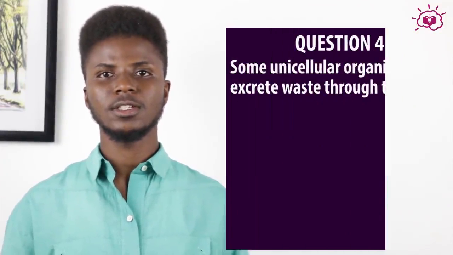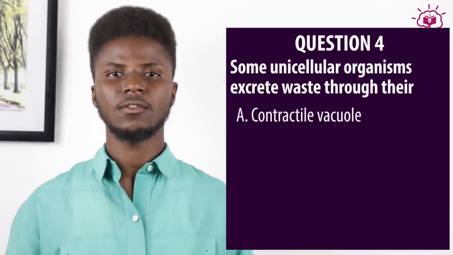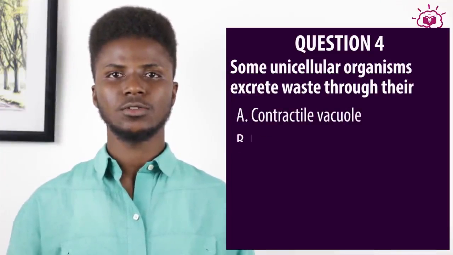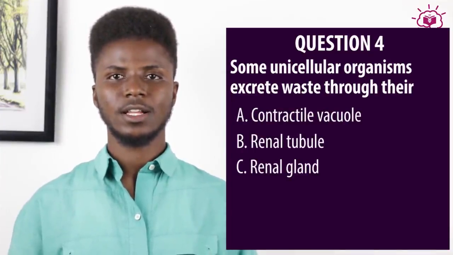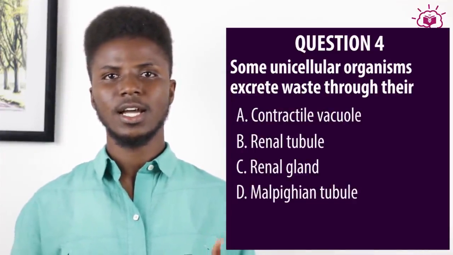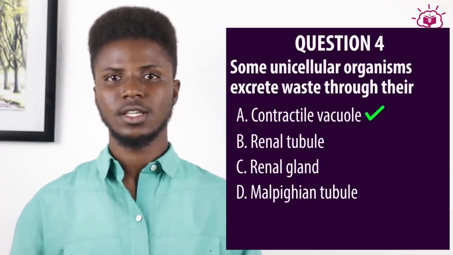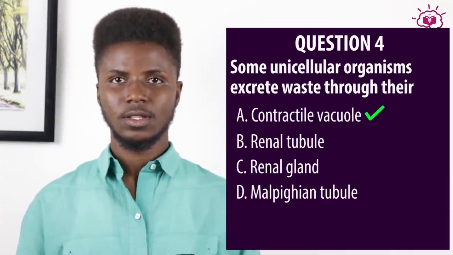Question number 4. Some unicellular organisms excrete waste through their A. Contractile vacuole, B. Renal tubule, C. Renal gland, and D. Malpighian tubule. And the answer is A. Contractile vacuole. We've discussed this earlier in the topic. Next question.